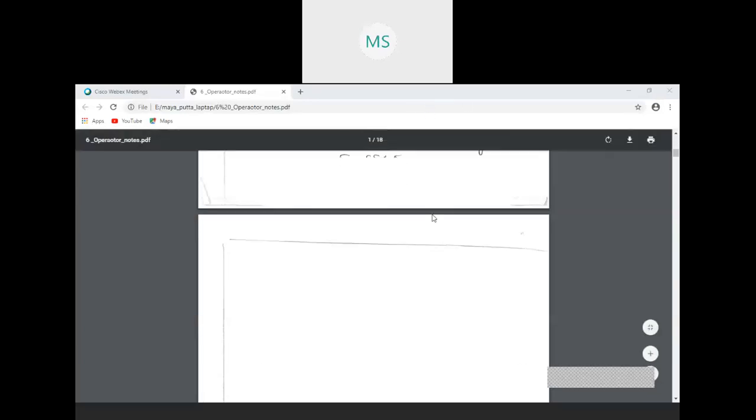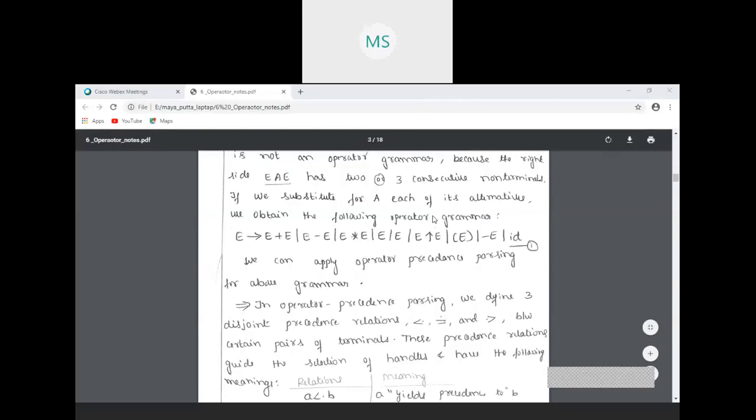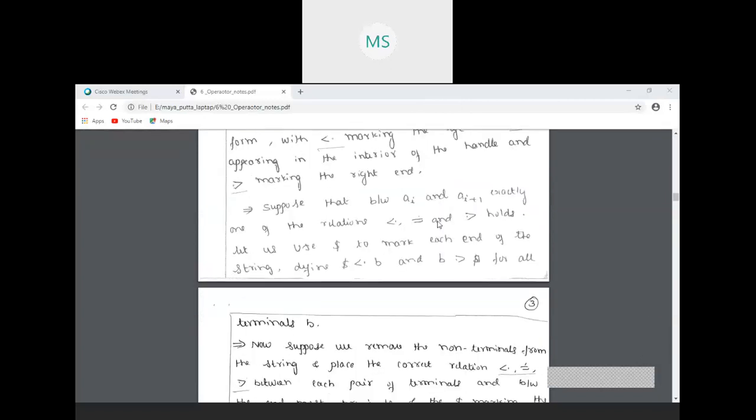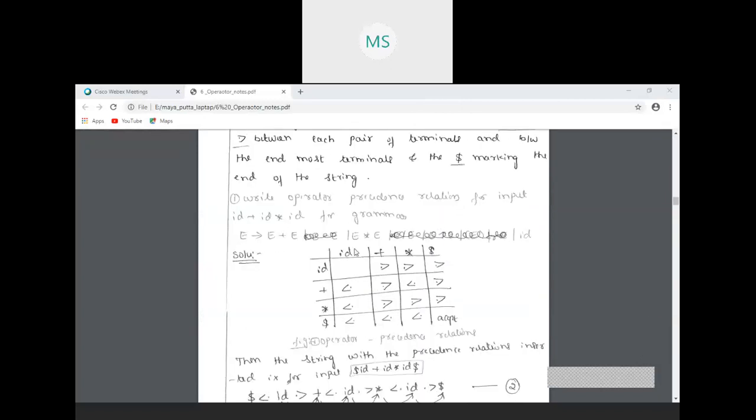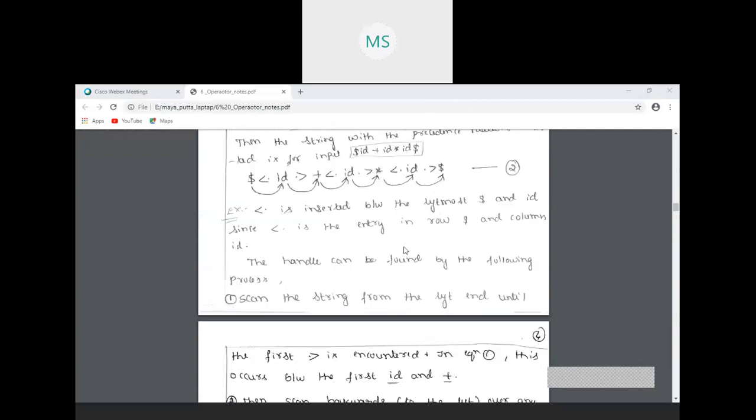So now I wrote in the notes the same concept for how to write the operator precedence table. You take the operator precedence table. I wrote the big example id plus id star id. You should do the comparison between the dollar and id. We should use the less than symbol.